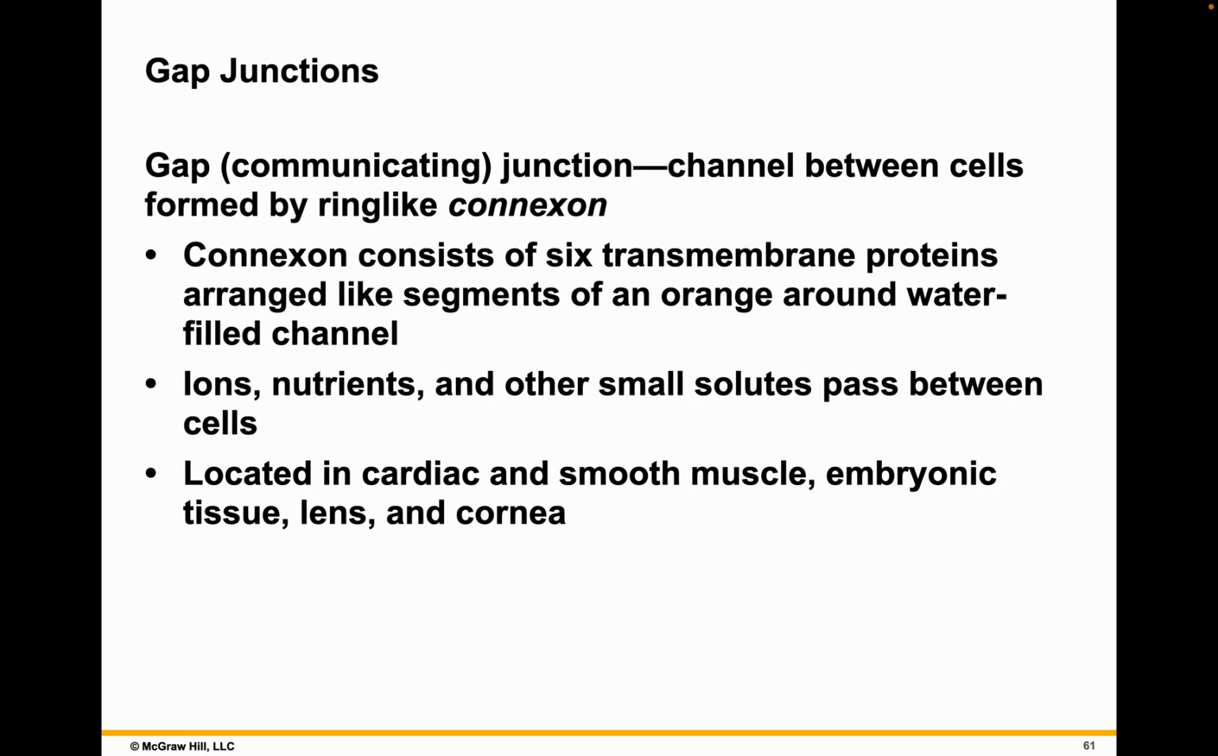And a gap junction is a channel between cells formed by a ring-like structure called a connexon. The connexon consists of 6 transmembrane proteins arranged like segments of an orange around a water-filled channel. So ions, nutrients, and other small solutes can pass directly between the cells. We find these in cardiac muscle, where we call them intercalated discs. They're also found in smooth muscle, embryonic tissue, and the lens and cornea of our eye.